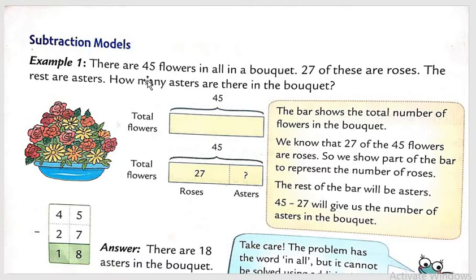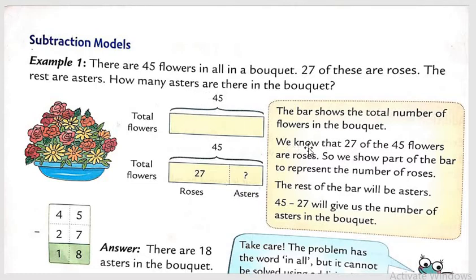Okay, total 45 flowers, of which 27 are roses. So we do the subtraction here because we know the total flowers is 45 and 27 are roses. So 45 minus 27. We don't know the answer yet, but after solving the problem we will know how many asters are there in the bouquet.